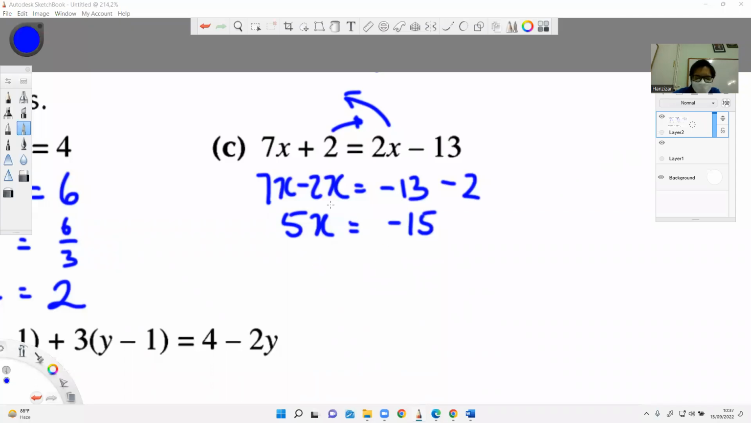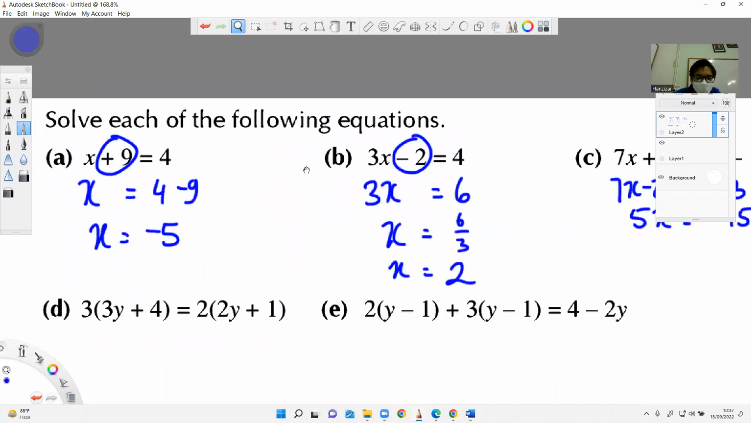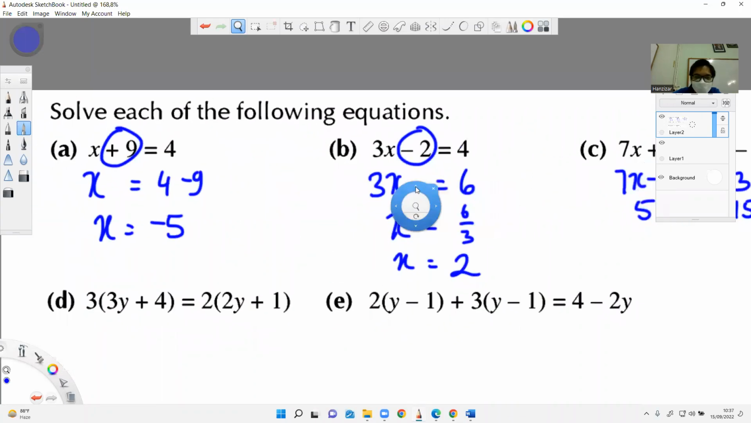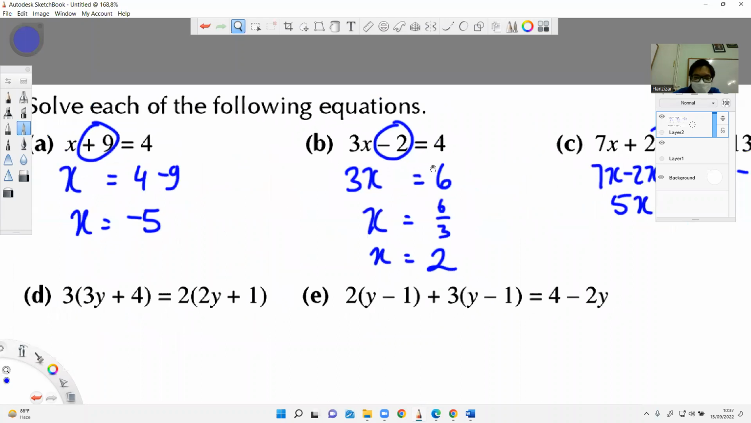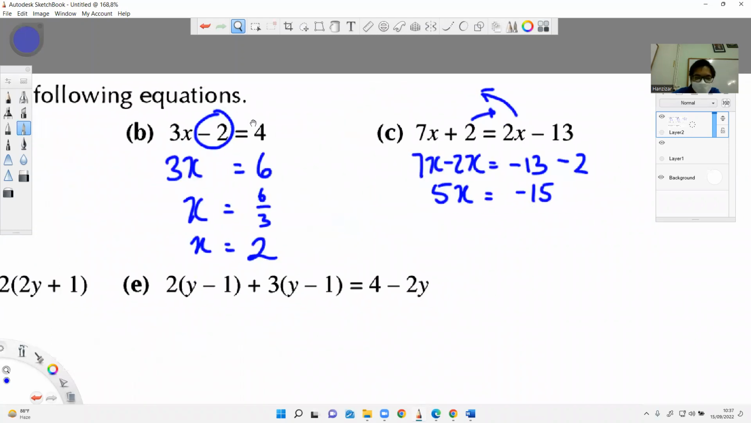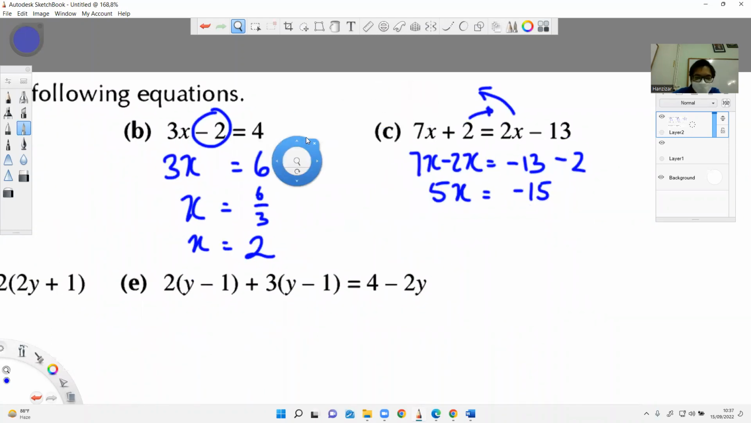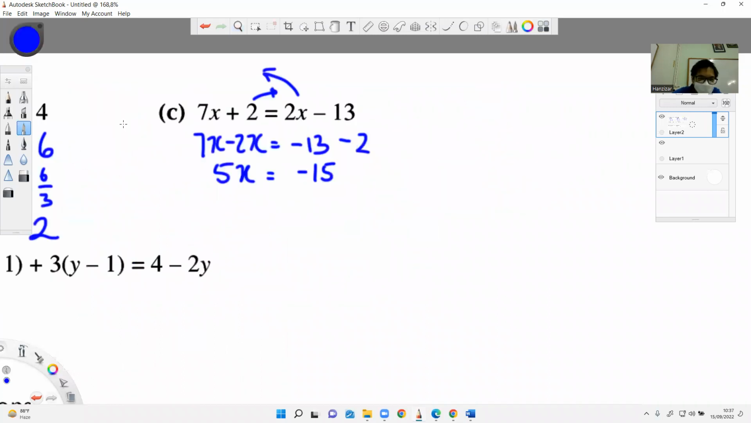Okay, so we continue. For the previous question, I forgot to record, but this is the way I do. I move the positive 9 to the right side. I move the 2 to the right side, becomes 6, right? And then you divide by 3. And this is also the same. I move the 2, both I do the double changing. So x equals negative 3. Right?